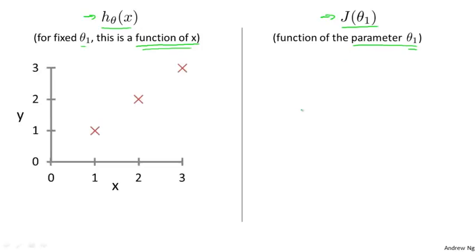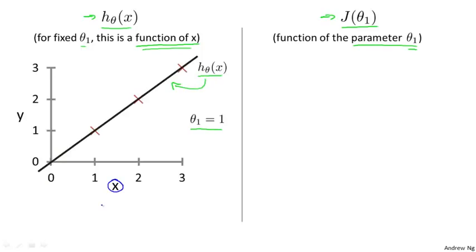Let's start with the hypothesis. On the left, let's say here's my training set with 3 points at (1, 1), (2, 2), and (3, 3). Let's pick a value of theta 1. So I'm going to set theta 1 equals 1, and if that's my choice for theta 1, then my hypothesis is going to look like this straight line over here. And I want to point out, when I'm plotting my hypothesis function, my x-axis, my horizontal axis, is labeled x, size of the house. Now, I've temporarily set theta 1 equals 1.